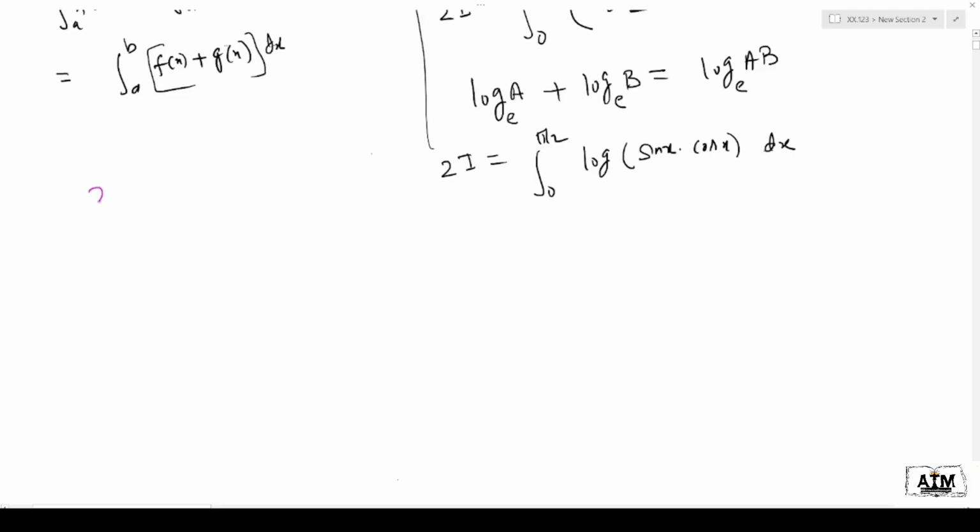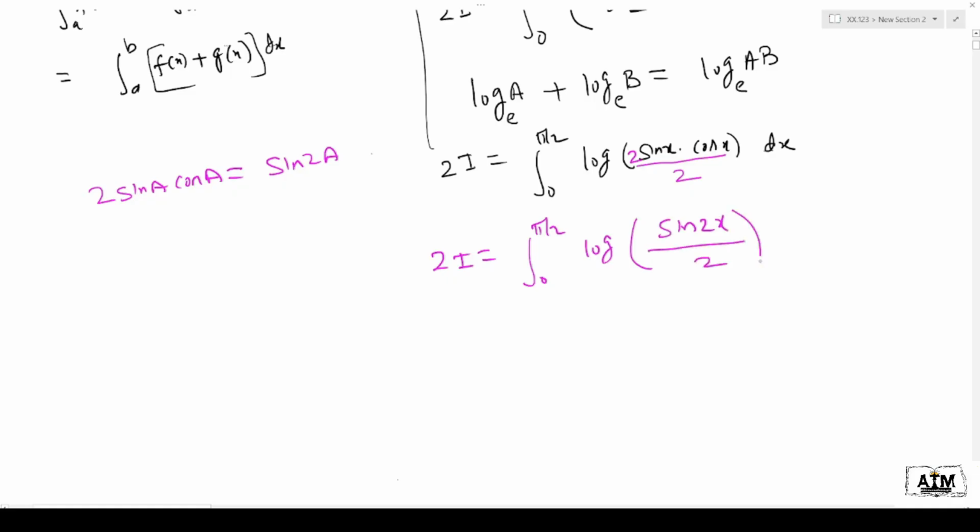And from trigonometry we know that 2 sin a cos a equals sin 2a. This is a property from trigonometry. And in our question, a 2 is missing, so multiplying and dividing by 2. Therefore 2I equals the integral from 0 to pi by 2 of log of, now 2 sin x into cos x equals sin 2x, divided by 2. Now integration with respect to x.